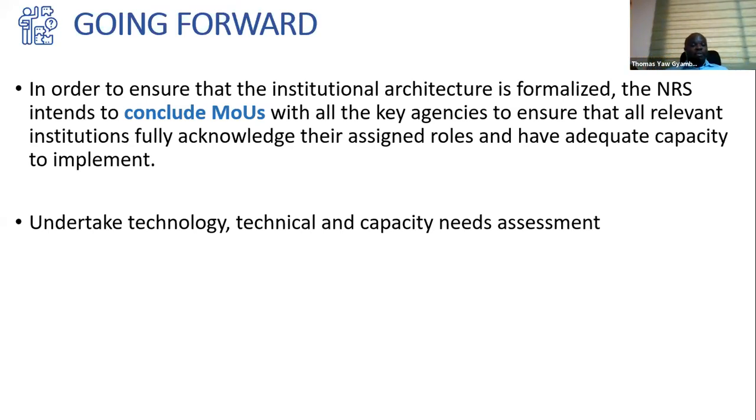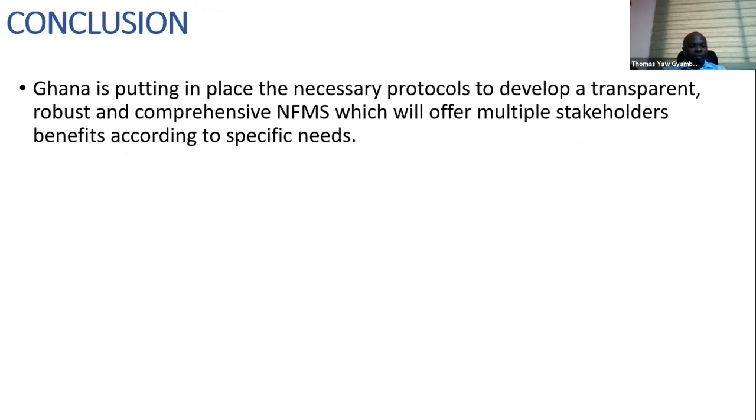The other key thing is that we are undertaking a technical and capacity needs assessment, so that any support that comes in will not be generic, but will be targeted, and we would have identified the needs and where the support must go. And we can make a case for that going forward. So these are the key things that Ghana is doing at the moment. Thank you very much. I would like to wrap up by reading my conclusion: Ghana is putting in place the necessary protocols to provide a more transparent, robust and comprehensive National Forest Monitoring System, which will offer multiple stakeholders benefits according to their own specific needs. Thank you very much, Emily.